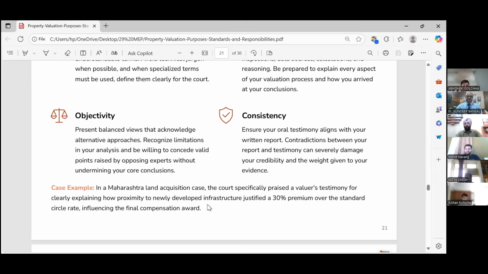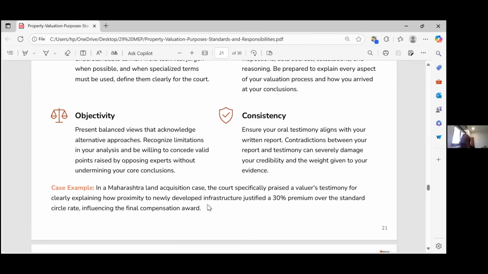For example, in a Maharashtra land acquisition case, the court specifically praised the valuer's testimony for clearly explaining how proximity to newly developed infrastructure justified a 30% premium over the standard circle rates, influencing the final compensation award.